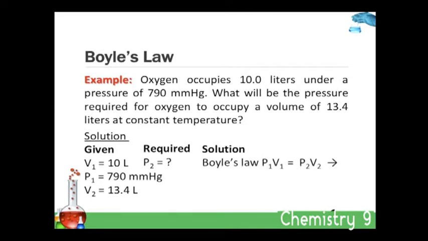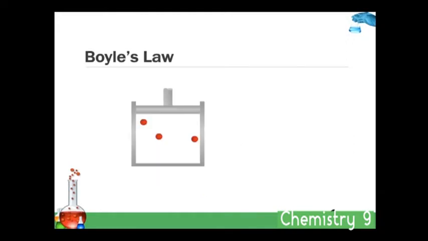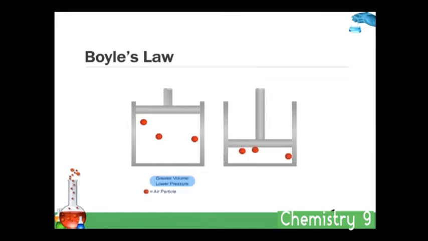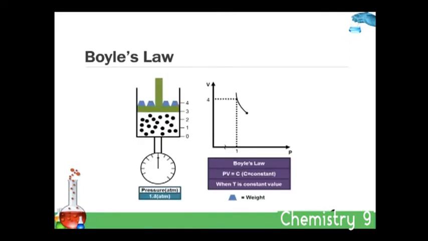We can plug the numbers into Boyle's law and solve for P2. So we get 589.6 millimeters of mercury. Since the volume is greater, the pressure is lower. Said again, greater volume equals lower pressure, and smaller volume equals greater pressure. In this graphic, we can easily see the relationship between volume and pressure.